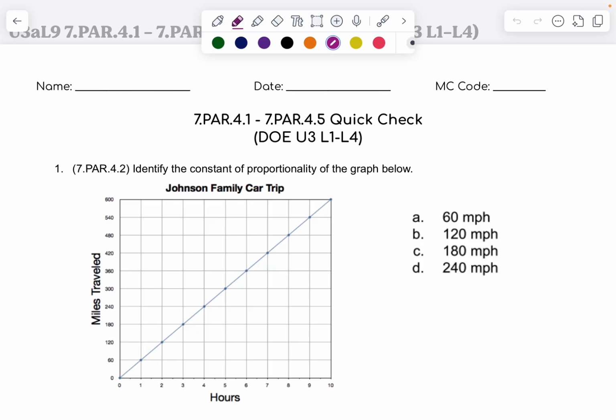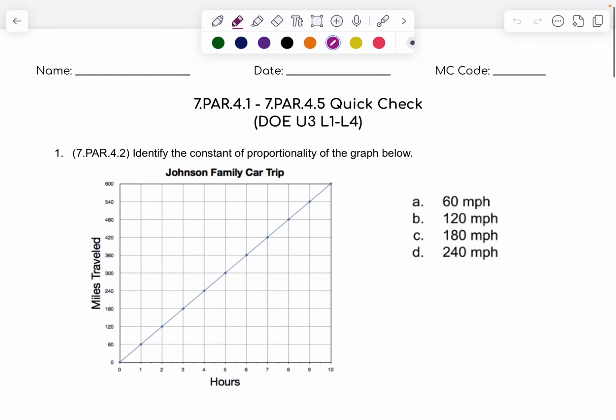I'm a little froggy this morning, so y'all just overlook the frog in my throat. I'm a little stopped up.